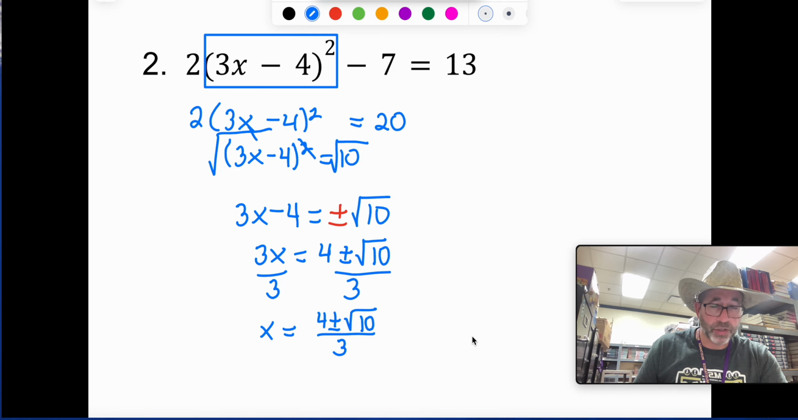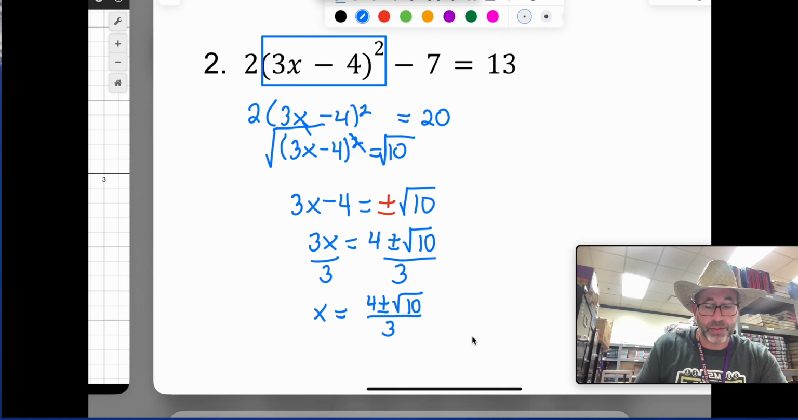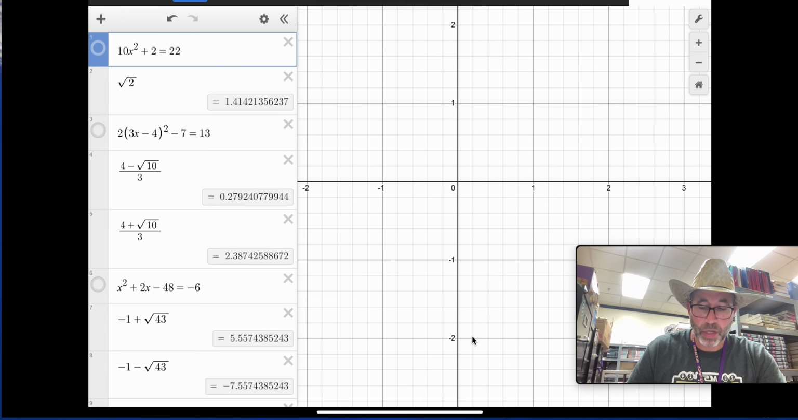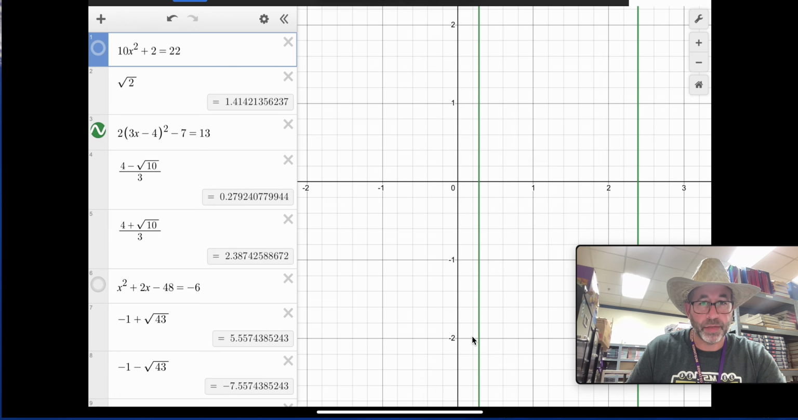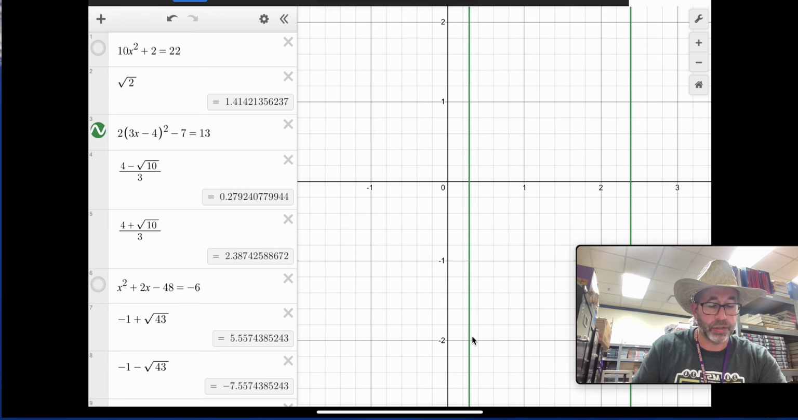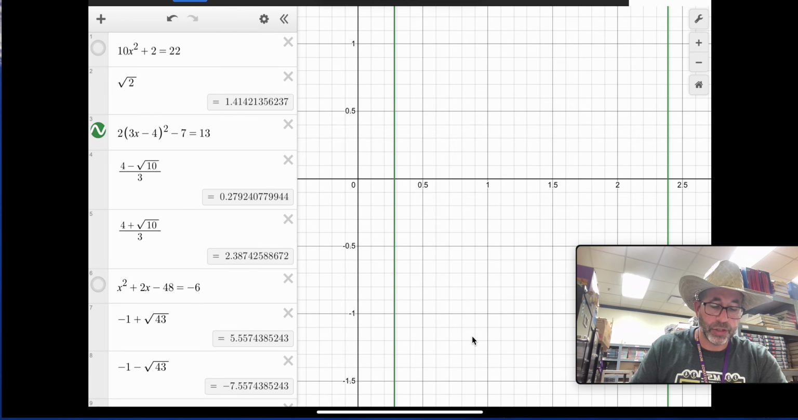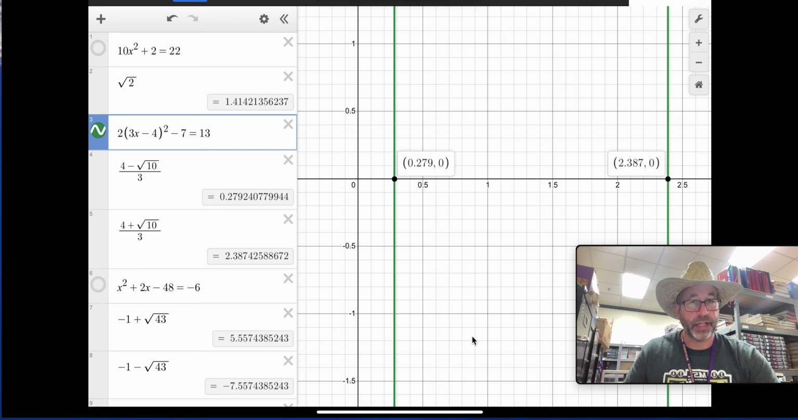Let's check to make sure that our answers do agree with the graphs. Let's go back to Desmos here. I'm going to turn on that second equation there, and there in green is what the graph should look like. If I touch each one of these points here, you can see that there's 2 times where it hits the x-axis. That's why they're called x-intercepts. And those answers are at 0.279 and 2.387. And you can see from the answers that are written there, 4 minus root 10 over 3 and 4 plus root 10 over 3, those are the 2 answers. Okay?